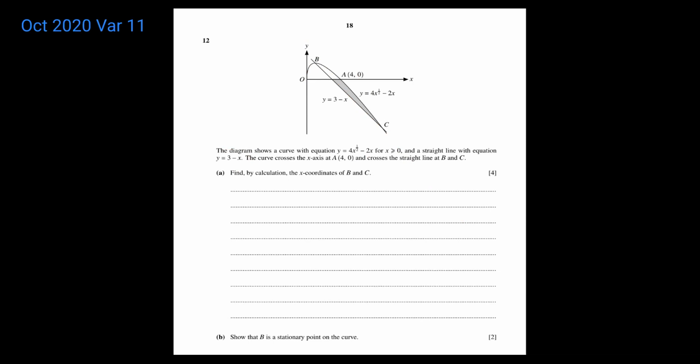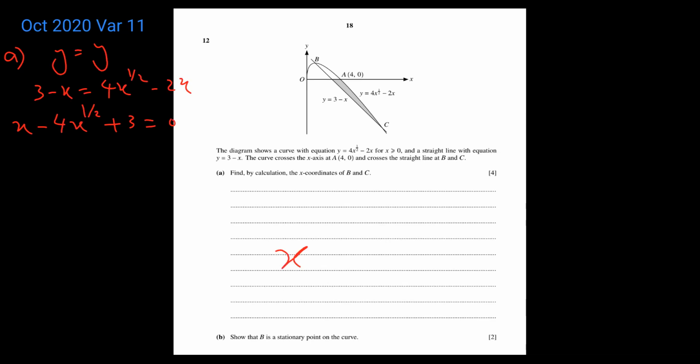So first of all, I can solve it. Like part A, y equals y. So 3 minus x is equal to 4x to power half minus 2x. So I bring both values on the left hand side. After rearrangement, I get x minus 4x to power half plus 3 equals to 0.